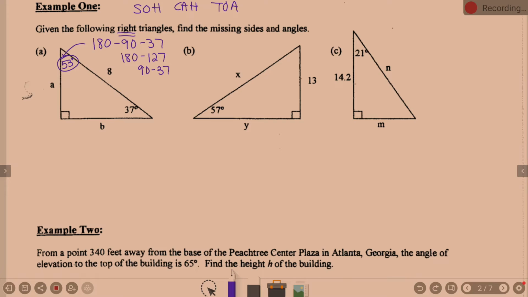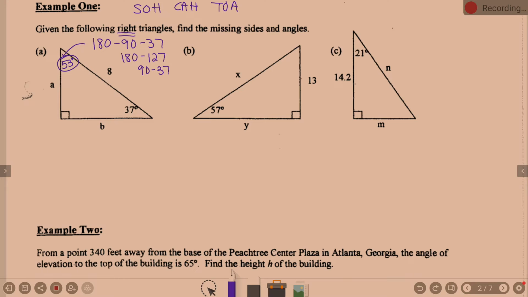Have we seen anything we can maybe try? Give me a little more hint from me. My question, if we work to find A first, okay? My question to you is going to be, what connects the 37-degree angle, the side of A, and the one side we do know of 8? The sine.